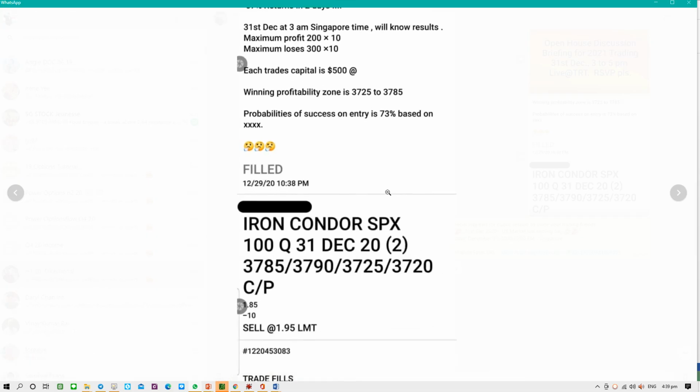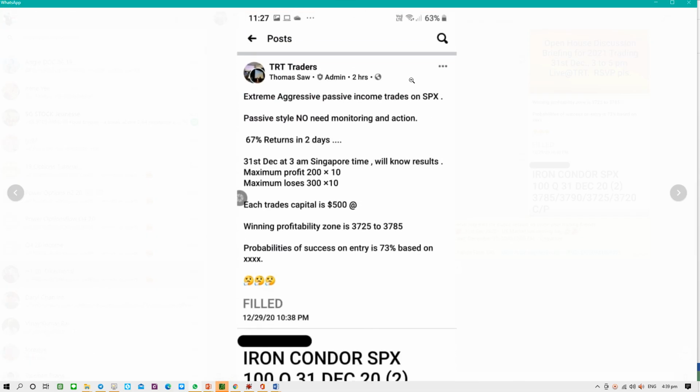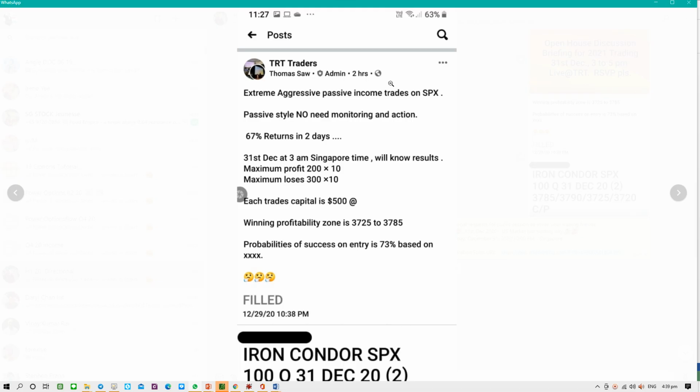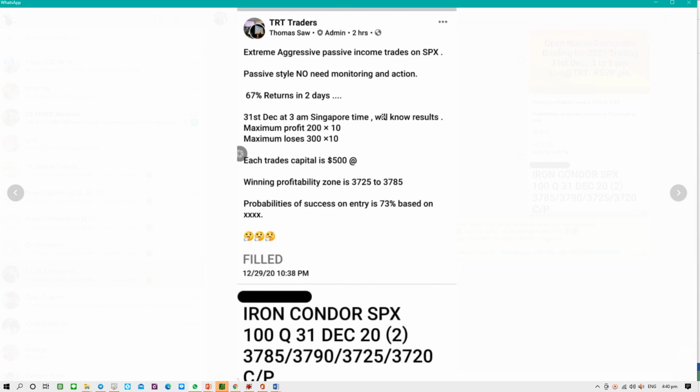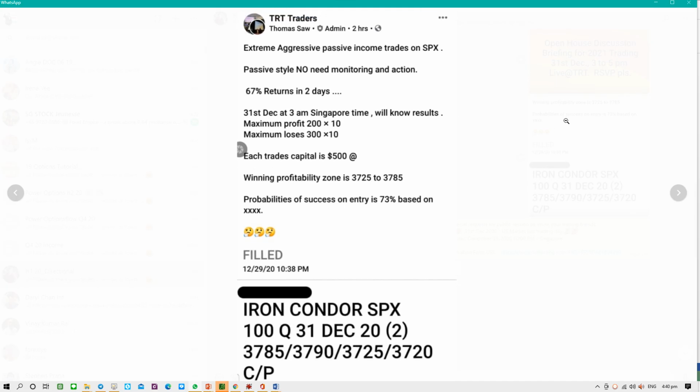This one tonight is going to be good, man. This one I tell you, extreme aggressive. I don't know for sure whether I'm going to make money or lose money. Tonight, closed already? Never closed yet lah. This is the 31st tonight, now it's 372 something. So it's above 3725, borderline.